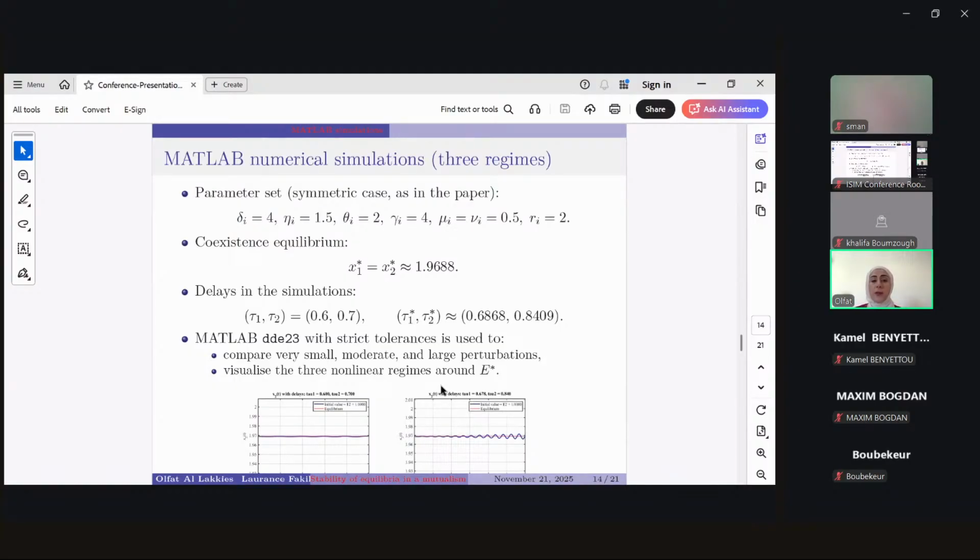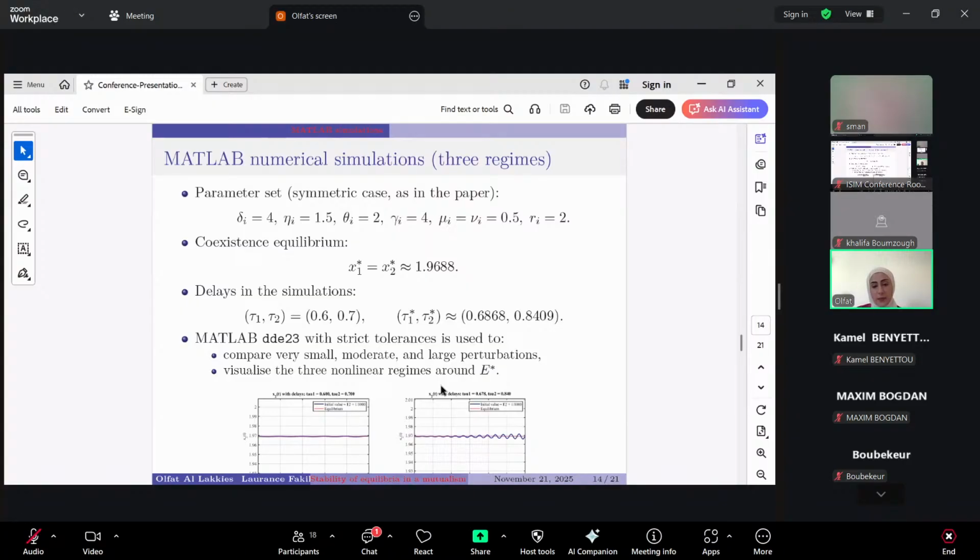After that, we did the MATLAB numerical simulations to compare the 3 perturbation regimes: very small, moderate, and large, for tau1 and tau2. These simulations visually confirm the theoretical predictions and highlight nonlinear effects.